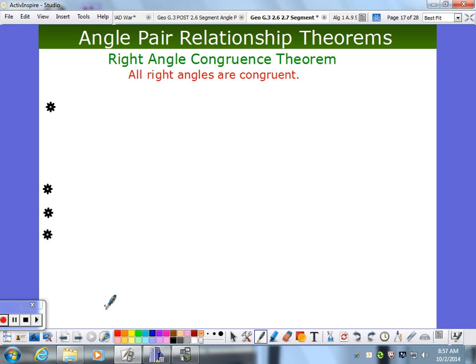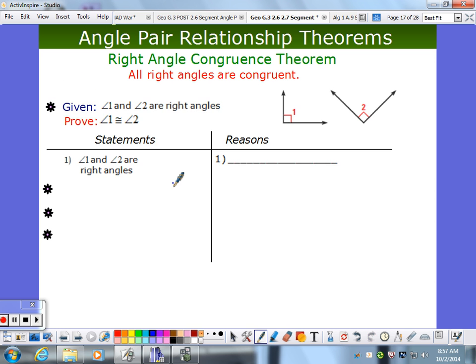So the right angle congruence theorem. Now we're on page 3. I mean, duh. All right angles are congruent, right? We know that. We could make it a postulate, but if we can make it a theorem, we do, so that it's proven. Real briefly, if you want to prove two right angles are congruent, give me two right angles. Okay, here they are, angle 1 and angle 2. The measure of angle 1 is 90, and the measure of angle 2 is 90.